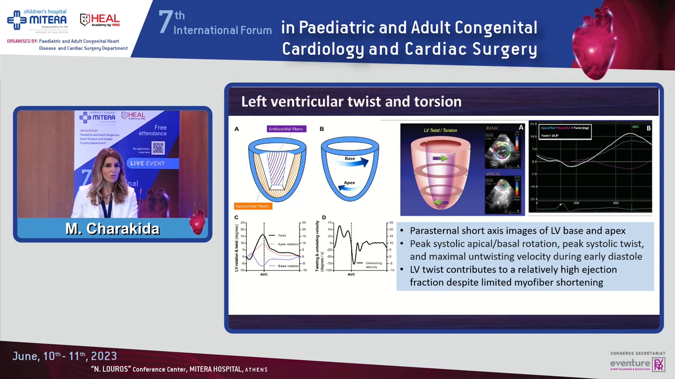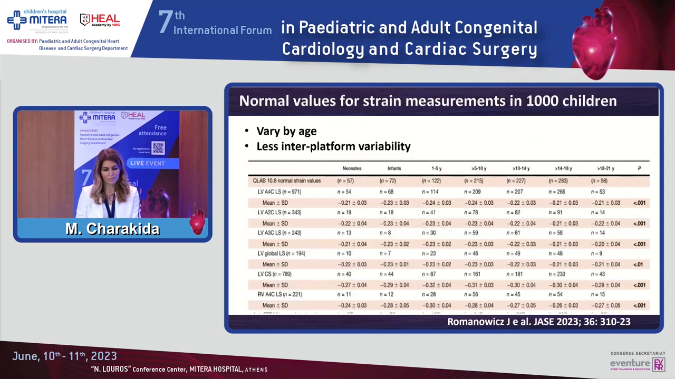Now, where we can use the twisting and torsion, mostly in research, we can measure different parameters, as you can see in the graph. And the main information that we feel it provides is that it contributes to increased LV twist to a high ejection fraction despite limited myofiber shortening. In children, we have to be careful when we report strain measurements because these vary by age.